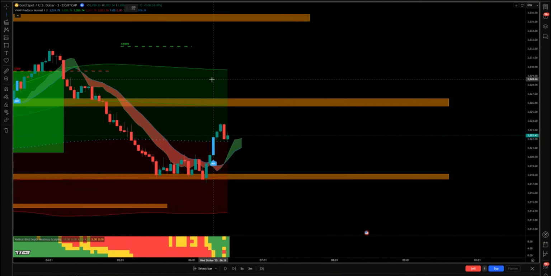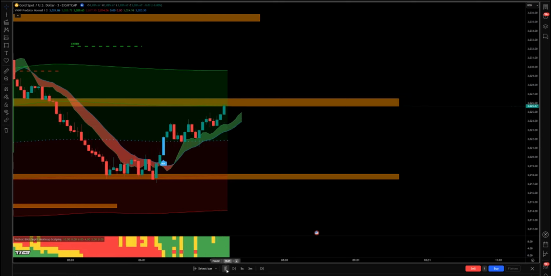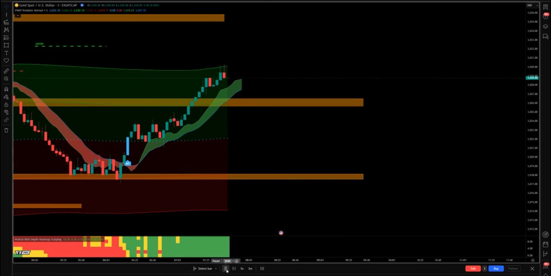But again, do we get confirmation? No. Only 4 out of 6 are green. There's no confirmation, so there's no trade. That is the rule. Let's play this forward a little bit more.